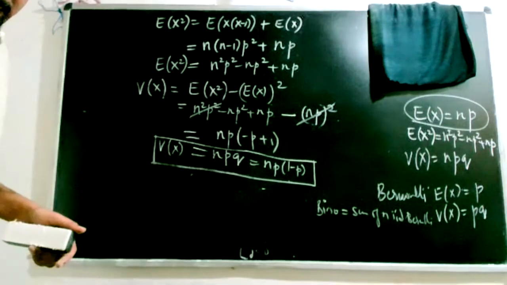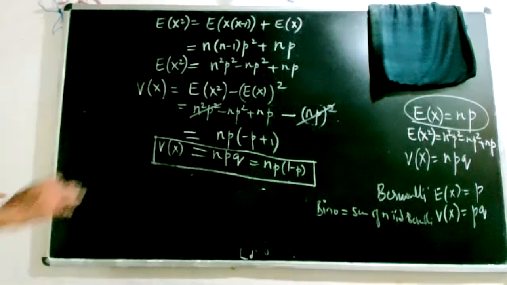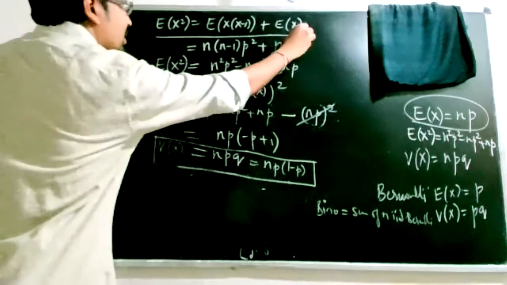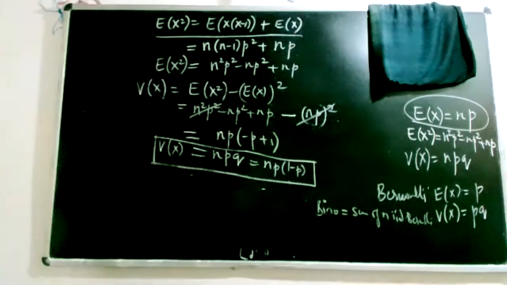Okay. So it's called E of x square. There is a logic to deriving it by using factorial moments.